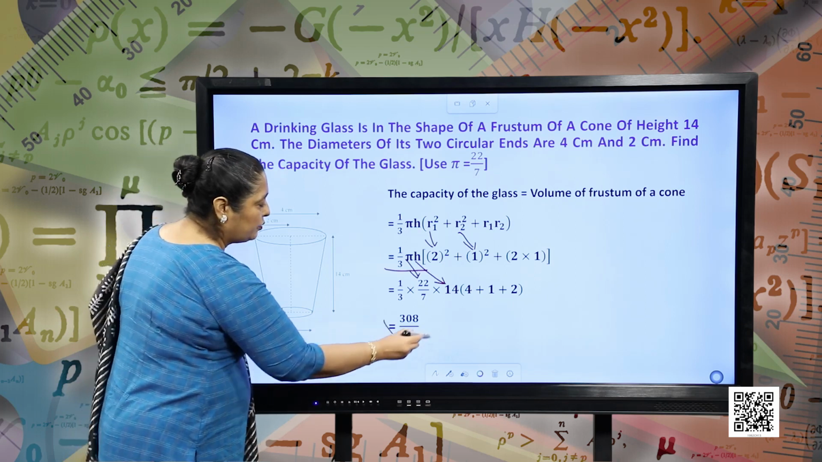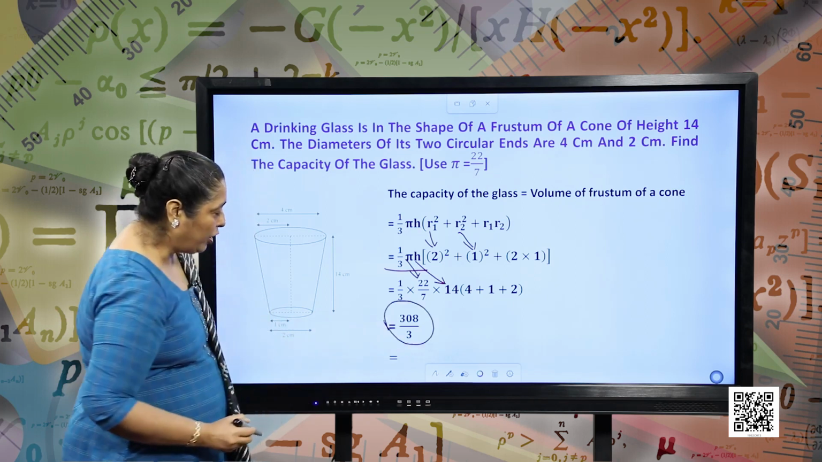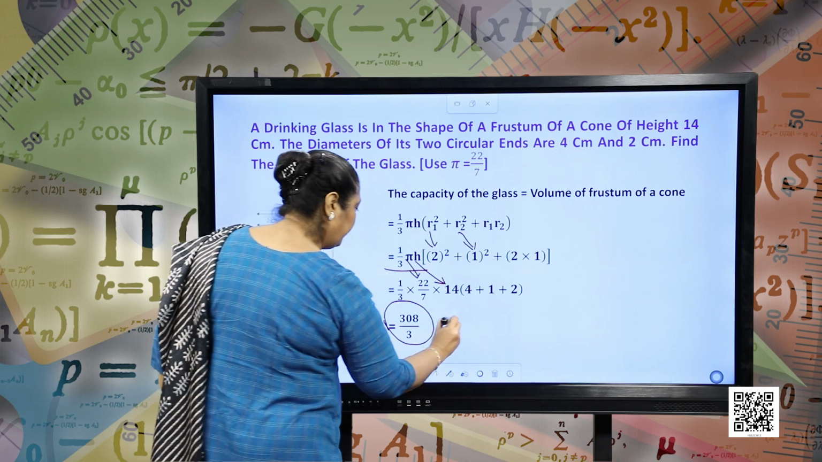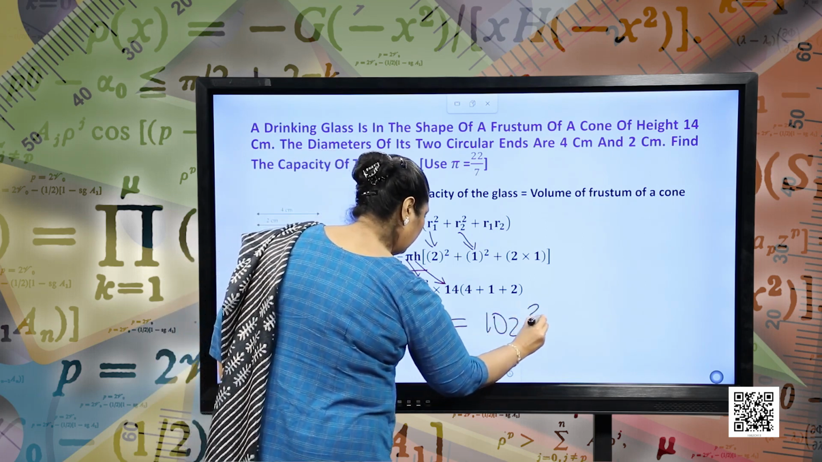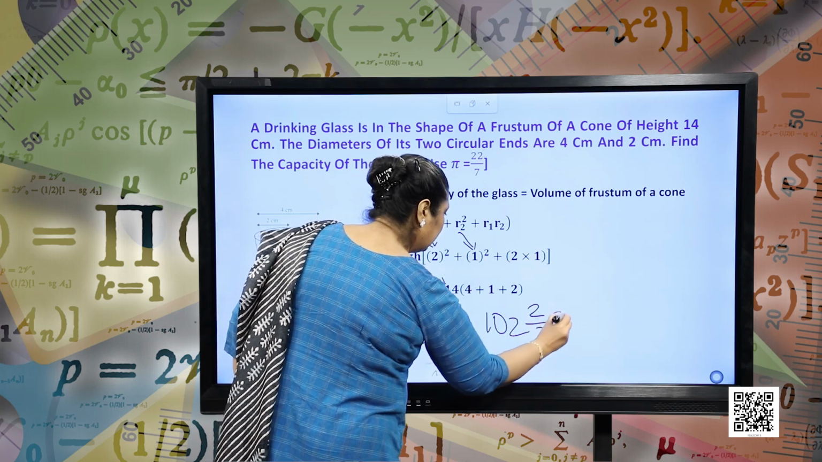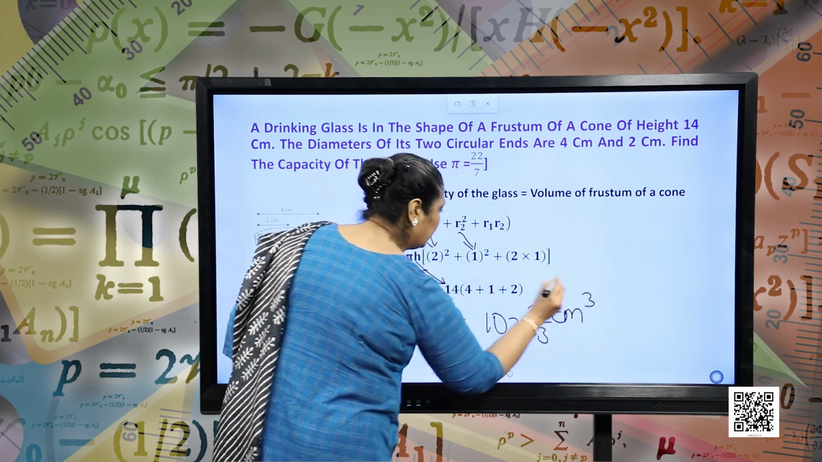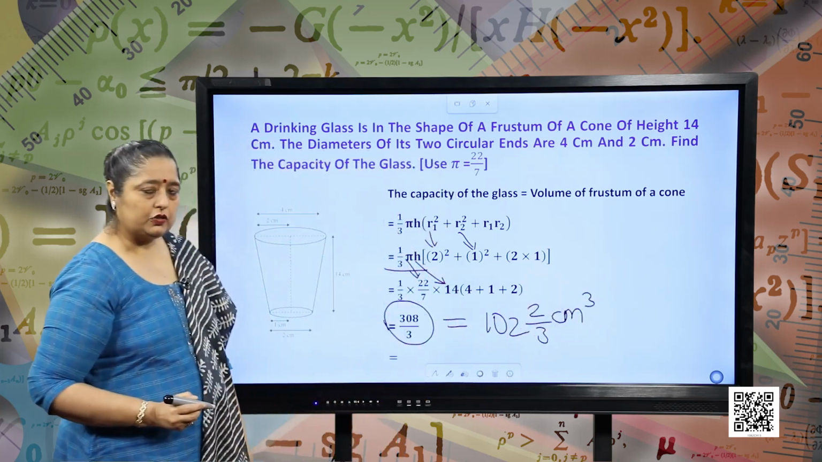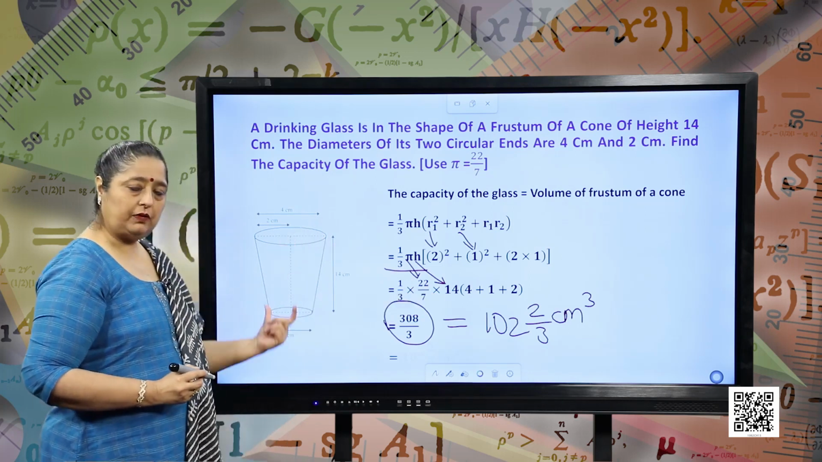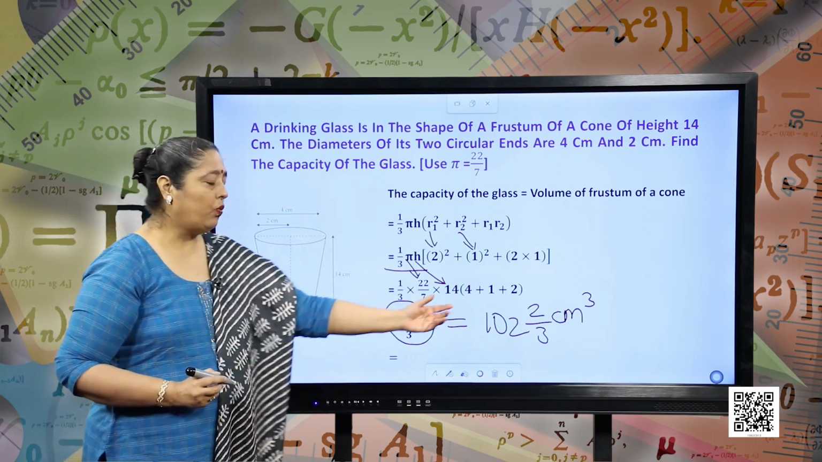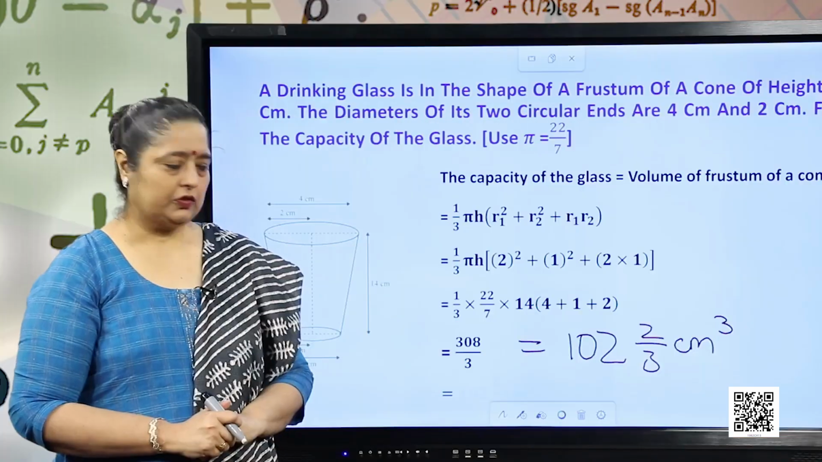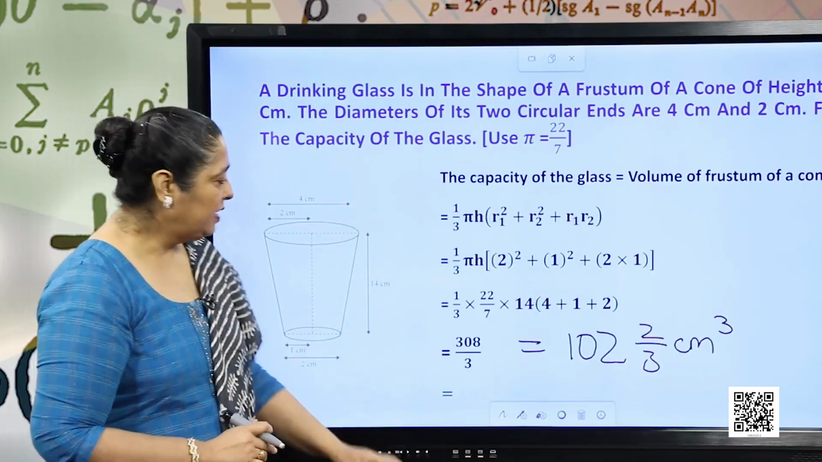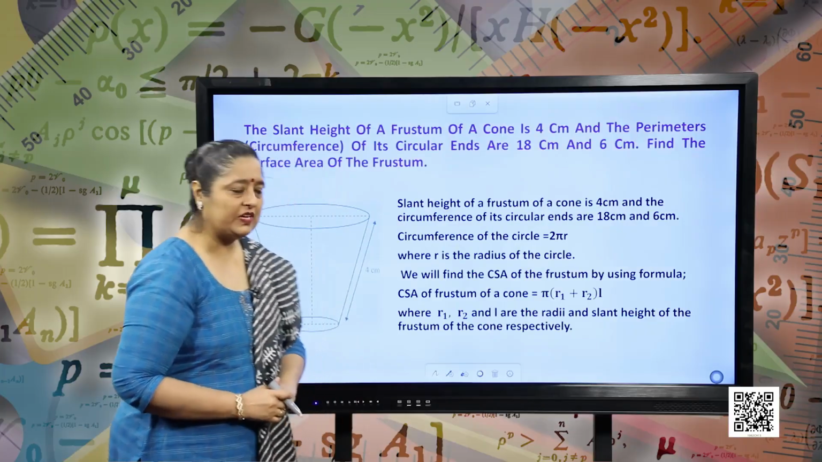Volume is 308 upon 3, that comes out to be 102 2 by 3 centimeter cube. Okay. So, the volume of the frustum of the cone comes out to be 102 2 by 3 centimeter cube. So, I hope this question is clear. So, let us move forward to our next question.